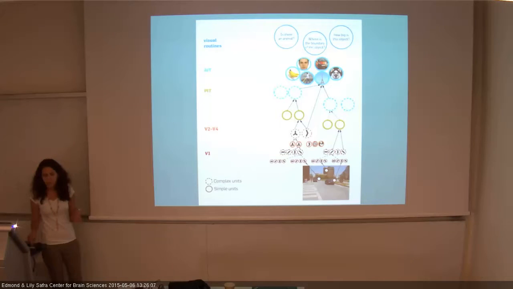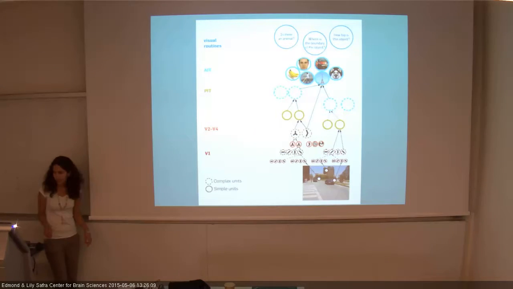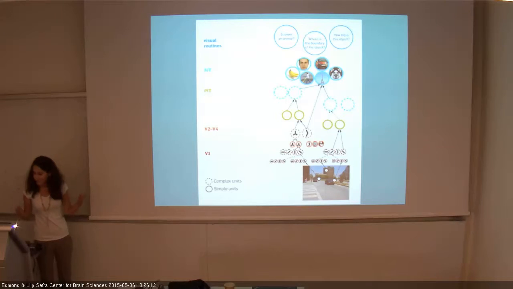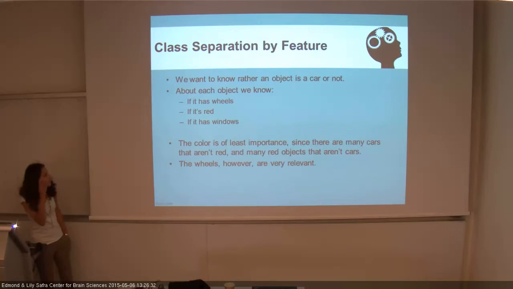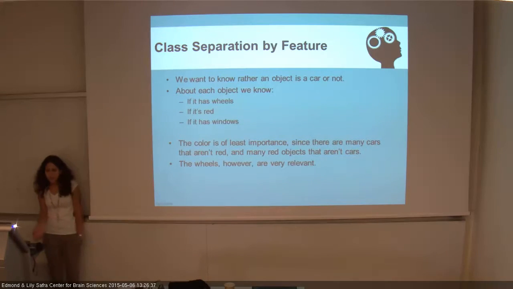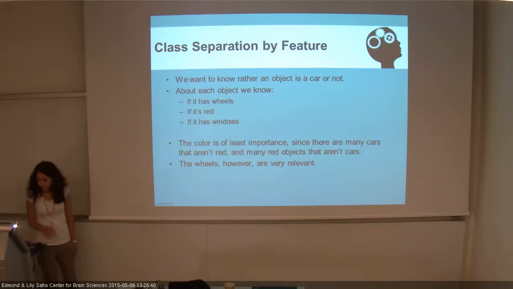We know that those are the more complex receptive fields, but we don't know what features are extracted from these full images that can help us to categorize, if the categorization actually is done in the IT. So what we are trying to do is separate classes according to the features known about them.